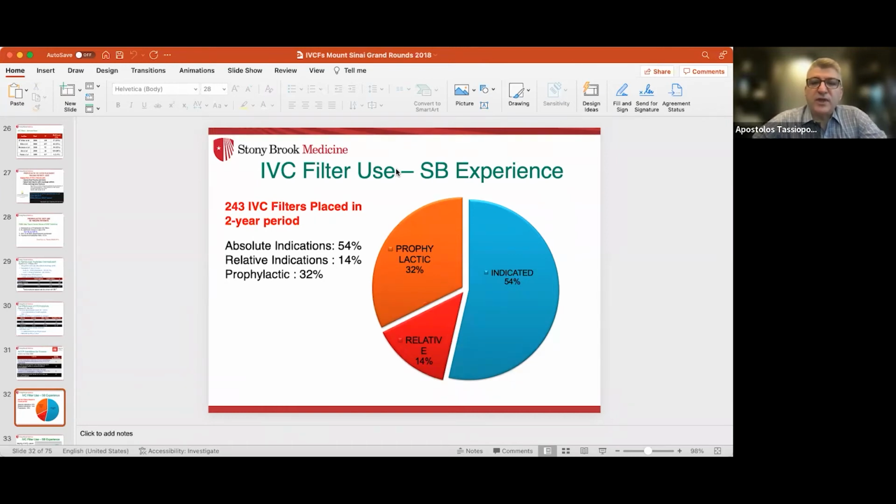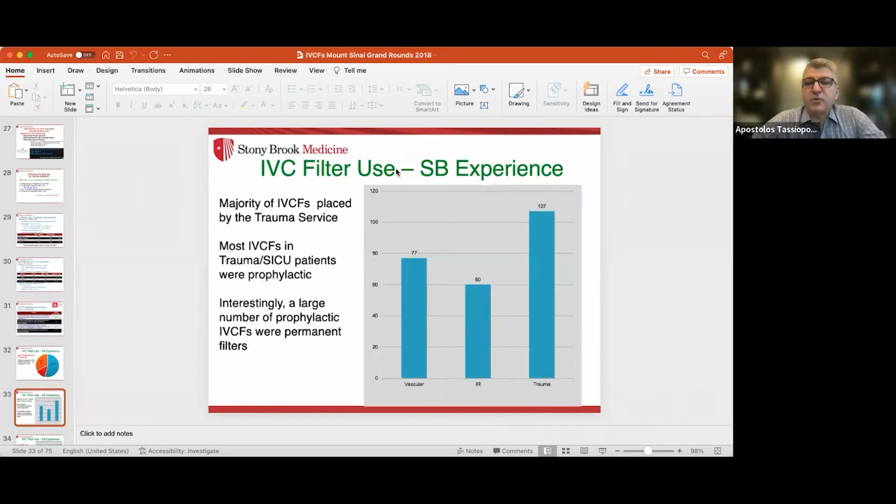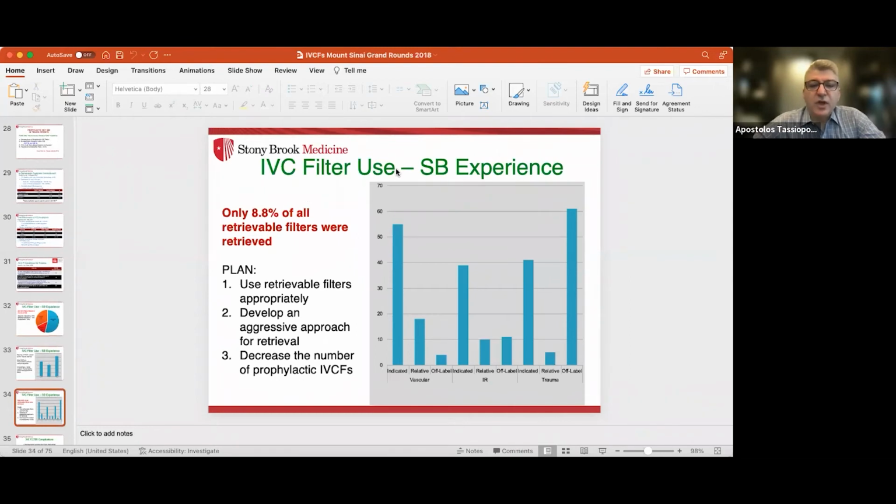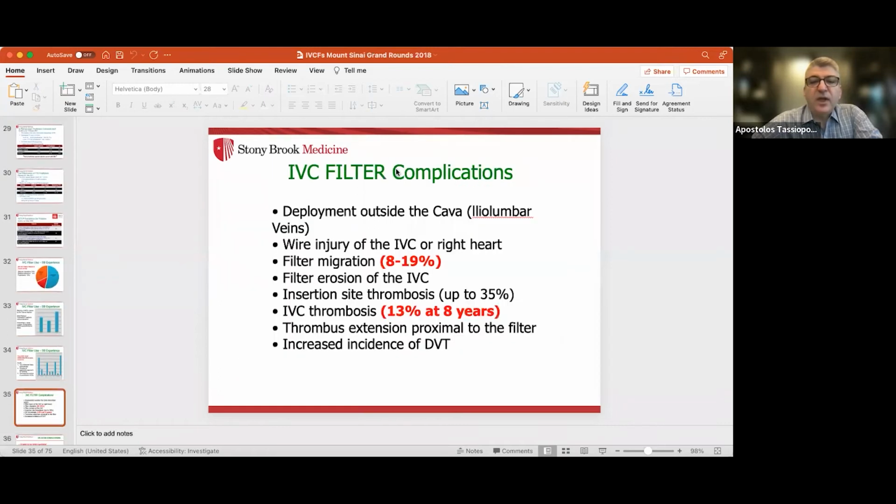That was back in 2010. And interestingly enough, the service that placed most of the prophylactic filters was the trauma service, following those old EAST guidelines. Well, we changed all of that, and after education with all the people, and considering that we only had 8.8% of all retrievable filters retrieved, we were able to decrease this number dramatically in the 5 years after this review.